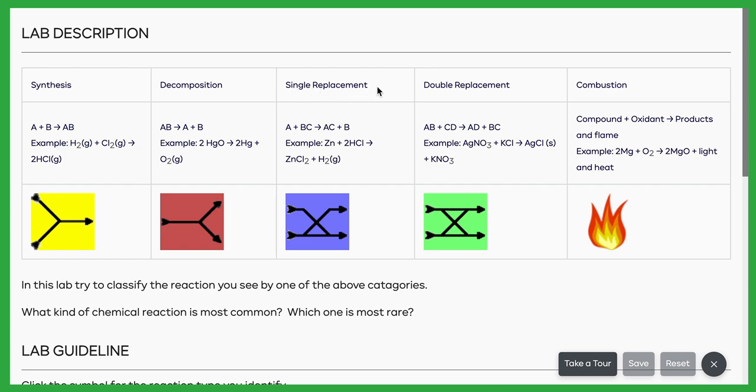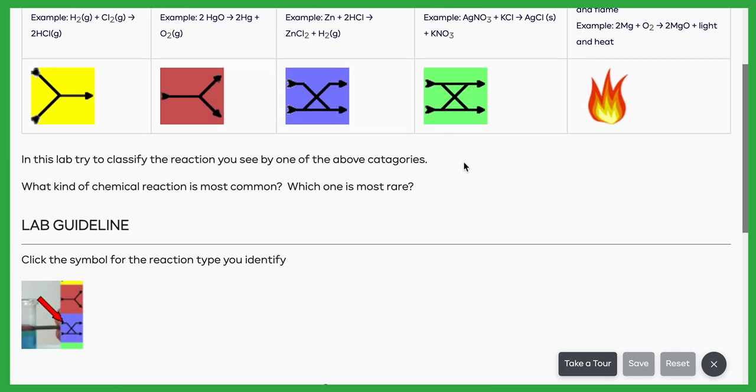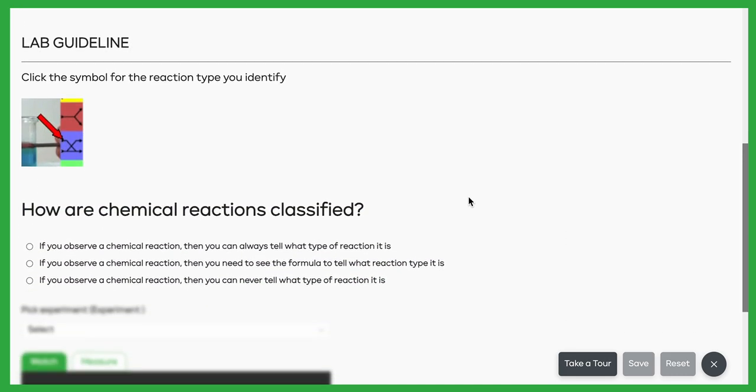We've got single replacement, double replacement, and finally combustion, where you've got some kind of compound burning in the presence of oxygen typically. So looking at these various examples right here, and we've got these pictures that sort of describe what's happening, we're going to try to classify all the reactions we see into one of those categories below.